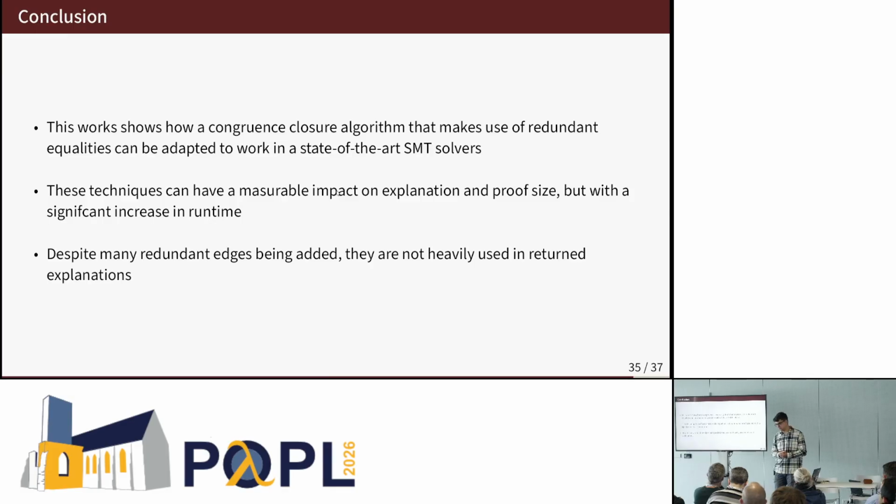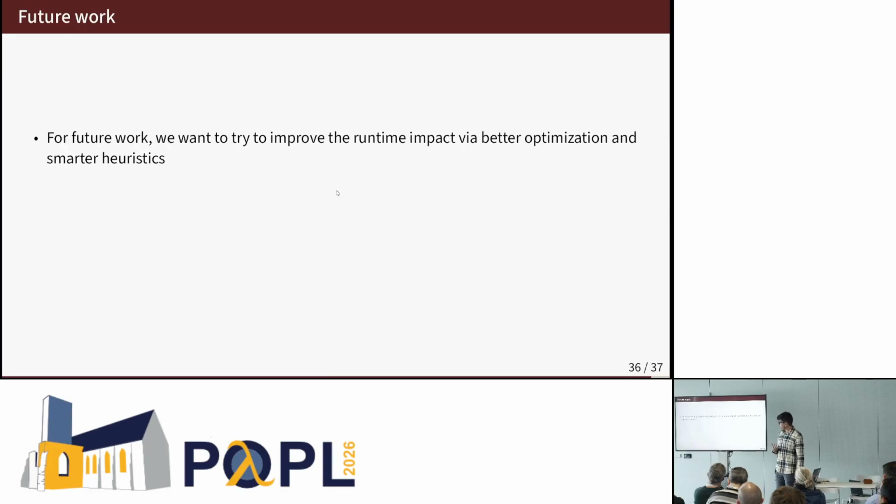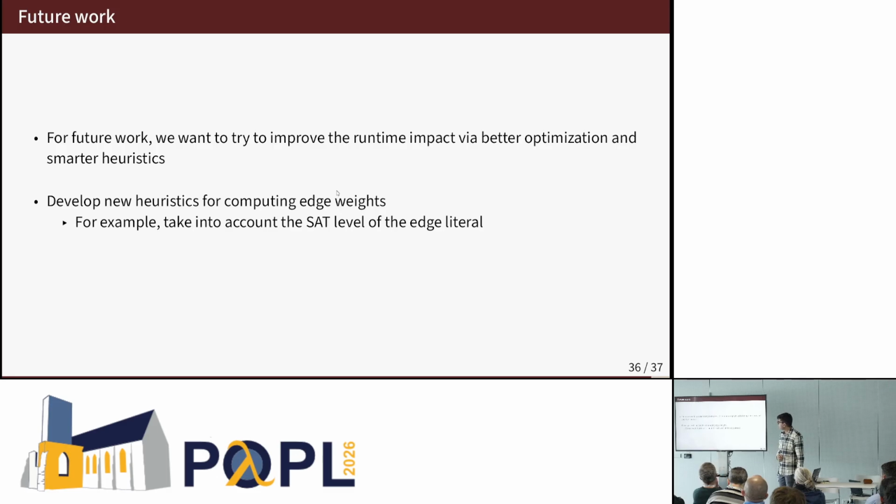Another interesting conclusion is that despite having many redundant edges in the graph, they're not heavily used in the returned explanations. So for future work, we really want to try as a priority to improve the runtime performance of this. This can be done by better optimization of the implementation, which I'm sure there's a lot of work to do there, but also smarter heuristics on how we search for a path in the graph. We also want to develop new heuristics for computing the edge weights.